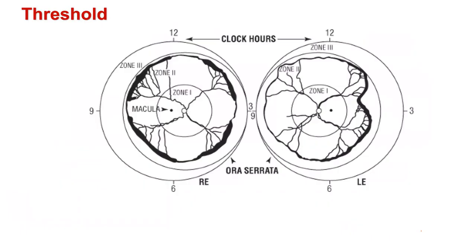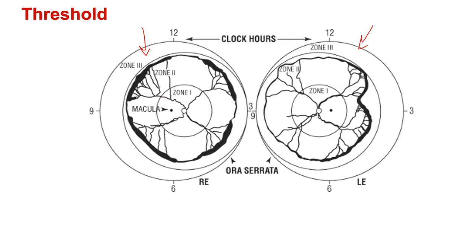So what is meant by threshold and pre-threshold, type A or type B, or type 1 or type 2? Remember the zones, zone 1, zone 2 and zone 3. We can classify the involvement by clock hours. So these are 12 clock hours. Depending on the number of clock hours involved, we can say that it is a threshold. So what is meant by threshold? Do you see this picture?